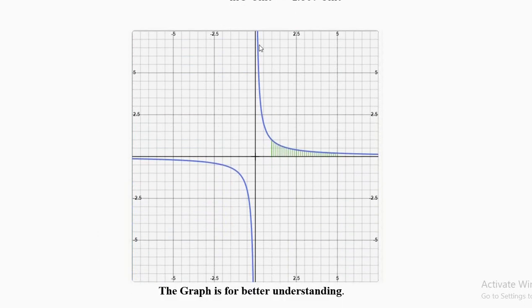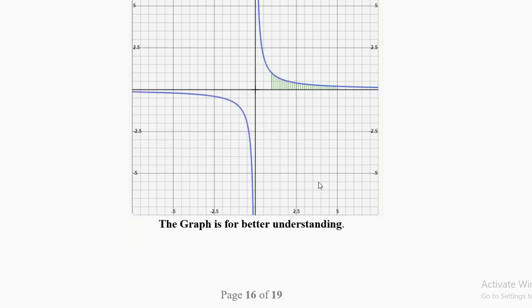Now this is the graph of the function y equal to 1 by x. X-axis is your horizontal asymptote, y-axis is your vertical asymptote. For positive x, it is in the first quadrant. For negative x, it is in the third quadrant. And this green shaded thing is your area. At x equal to 0, the function is not defined and jumps from the first quadrant to the third quadrant.